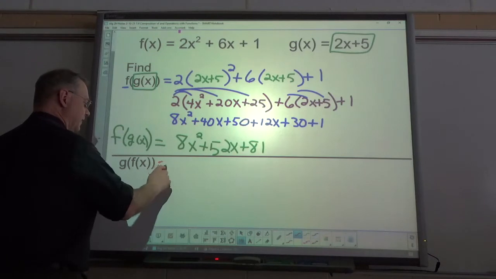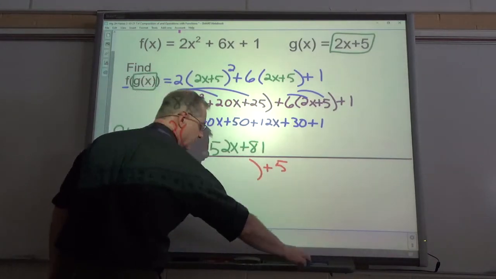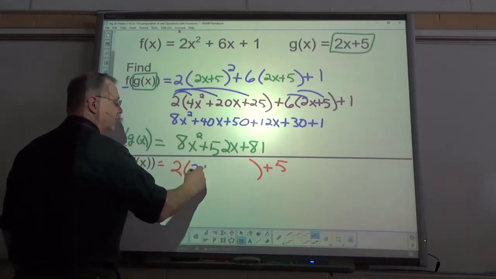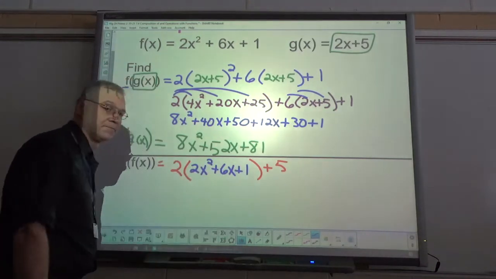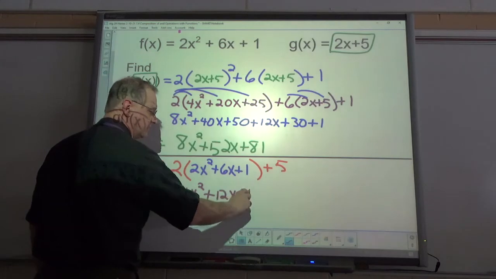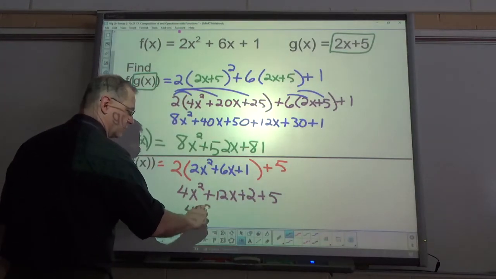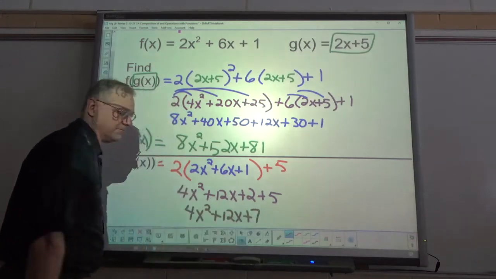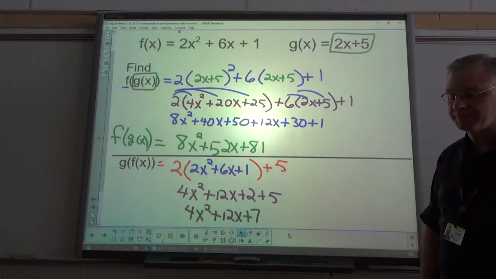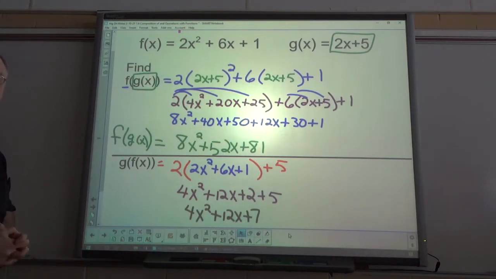Now that you've unpaused it, we're going to take g of x, 2 times x plus 5, and we're going to fill the g function with f of x, which is 2x squared plus 6x plus 1. So I'm going to distribute 4x squared plus 12x plus 2 plus my 5. And then I'm going to combine like terms, 4x squared plus 12x plus 7. And that's your answer. There you have g of f of x. Again, if it's a polynomial function, the answer for domain is going to be all real numbers.